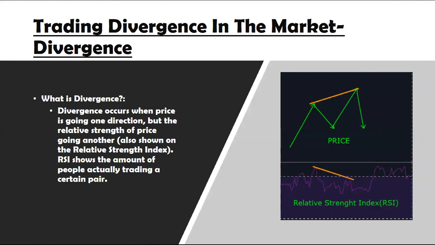And although price is showing bearish momentum for Bitcoin, behind the scenes some things are going on. I know you might go to Las Vegas and see these Bitcoin machines, and it's evident, so it's not hard to see. Divergence occurs when price is going in one direction, but the relative strength of price is going another, also known as the relative strength index. The RSI shows the amount of people actually trading a certain pair behind the scenes.